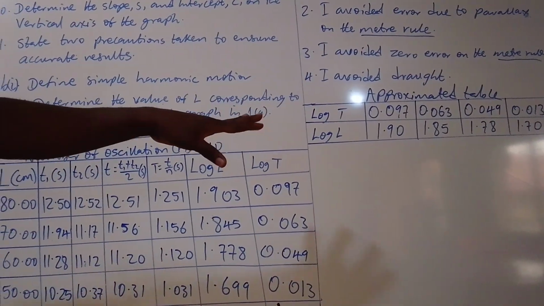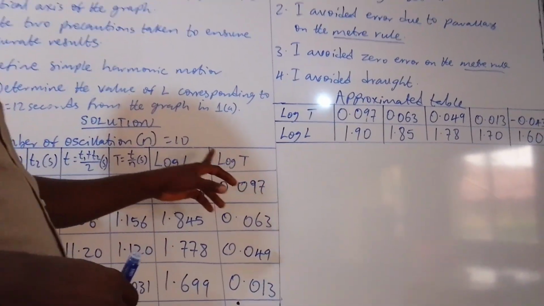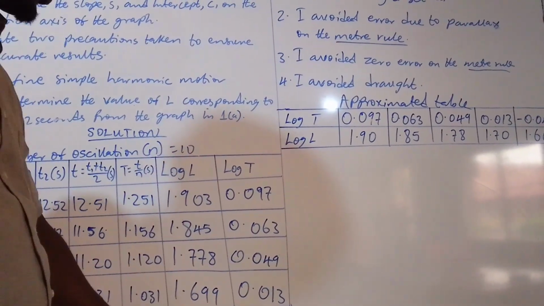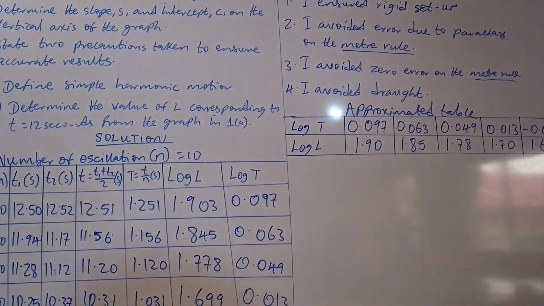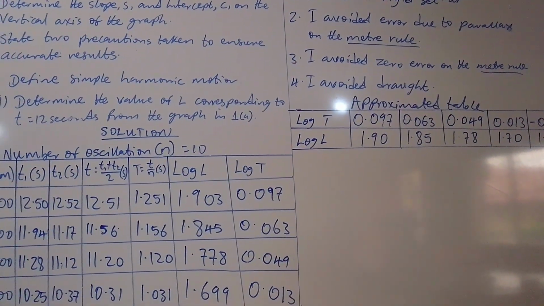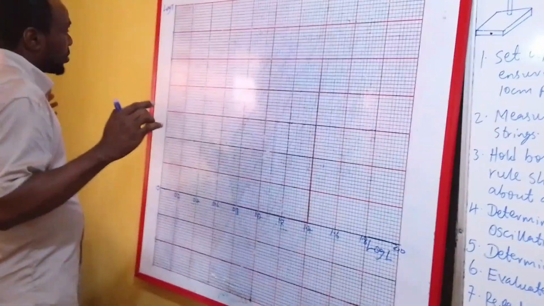Okay, then let's go to the graph proper. We are plotting log T against log L. So first thing we'll do is to have our approximated table of the values we want to plot. So at this point, let's go to the graph. My graph is actually small. It's not my standard graph. So let's see what you can do out of it.